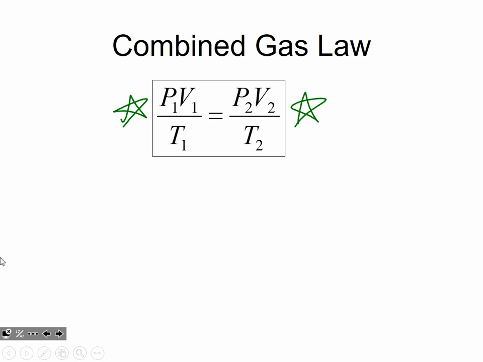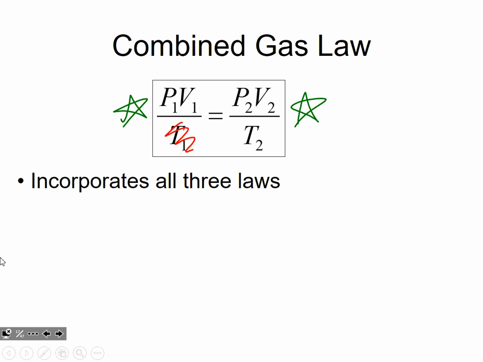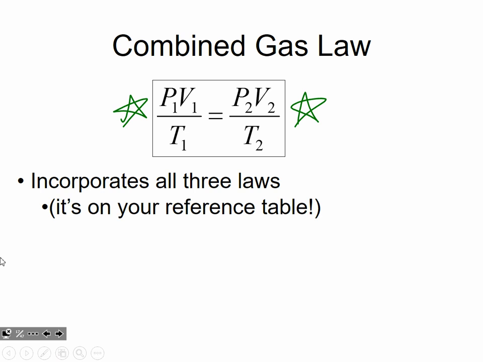This formula incorporates all 3 of the gas laws. For example, if you were to cover up temperature, then you have Boyle's law, P1 times V1 equals P2 times V2. And if you were to cover up, let's say, pressure, P1 and P2, you'd have Charles' law, V1 over T1 equals V2 over T2. So this is a combination of all the gas laws. And this is the one that is on your reference table. It's on table T, where all our formulas are.